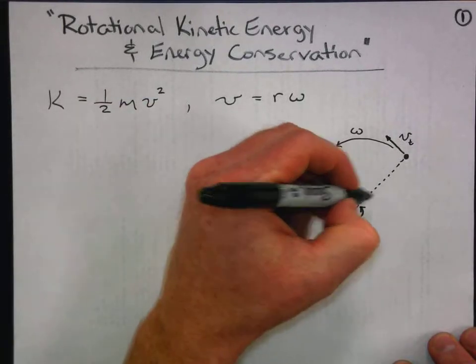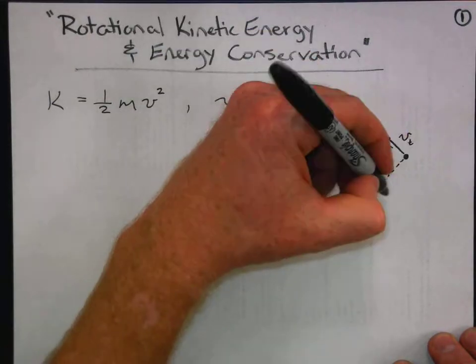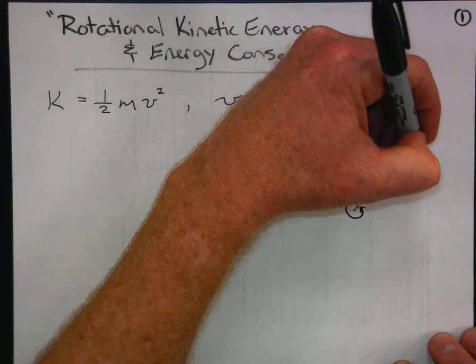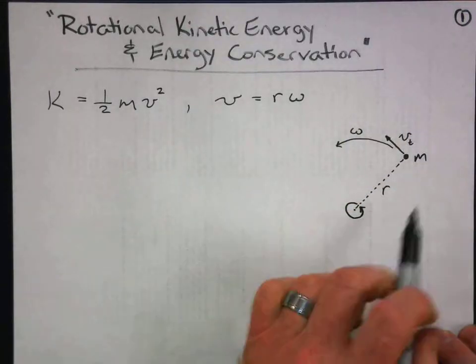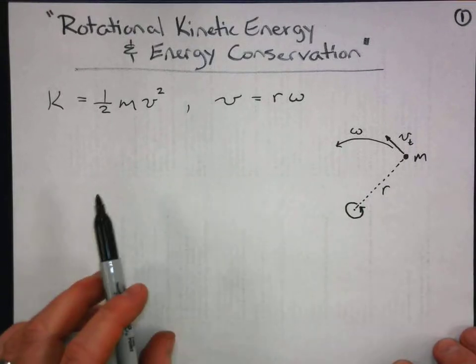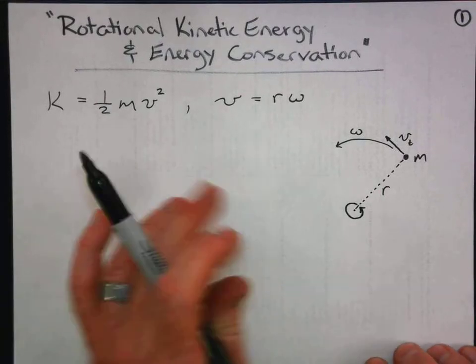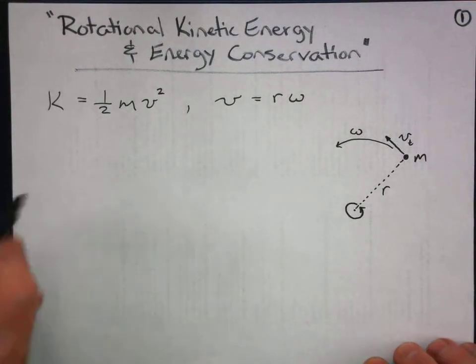And if this is an axis of rotation, then we have a radius or a distance away from that center to where this mass is. And this mass, m, for now, just consider a point mass. So it has no size. Its size and shape is insignificant for our concern right now. So we're going to put these together and apply it to this situation.